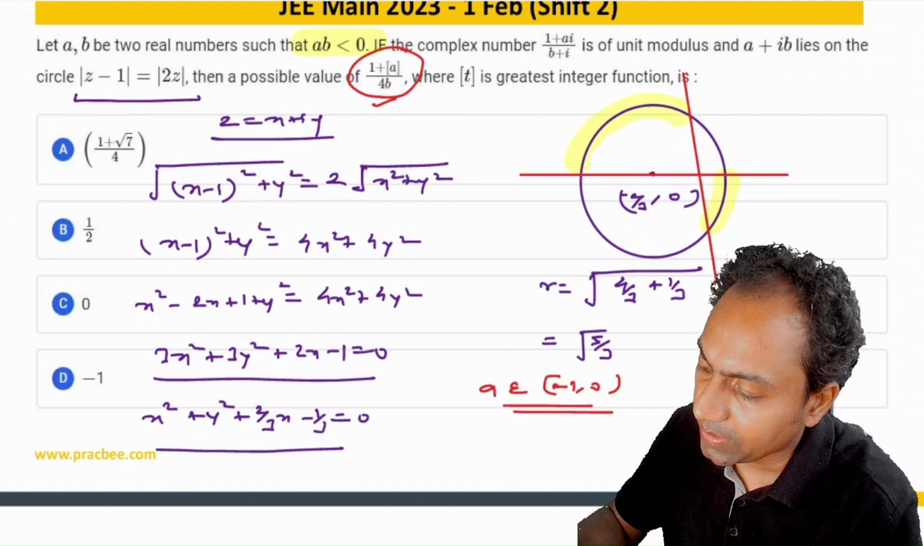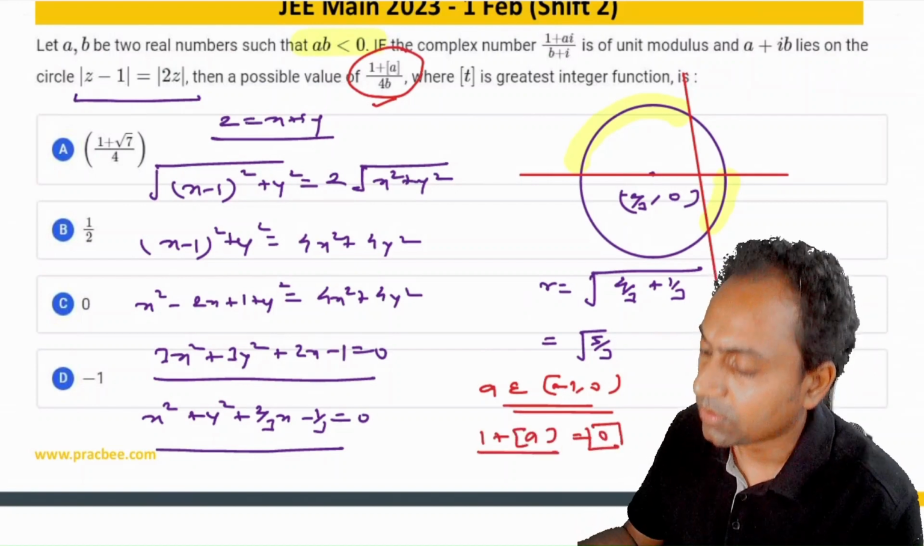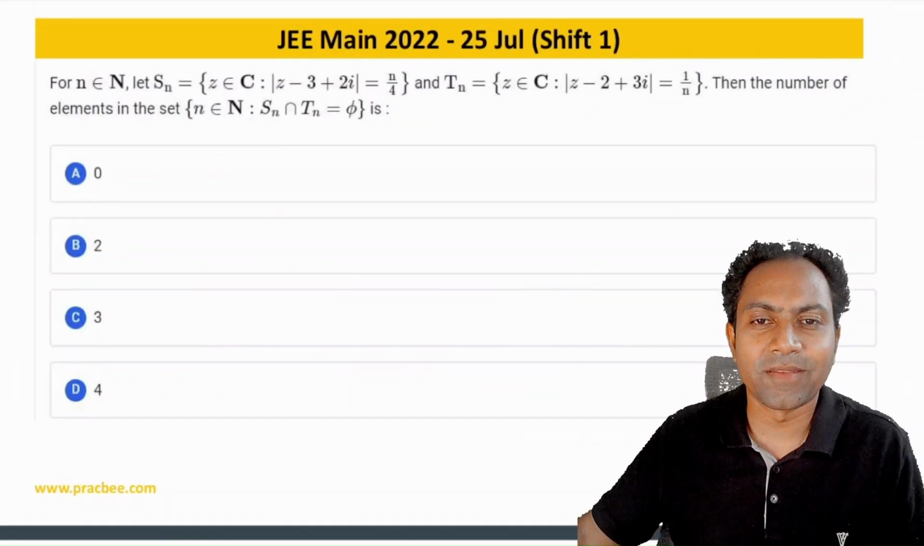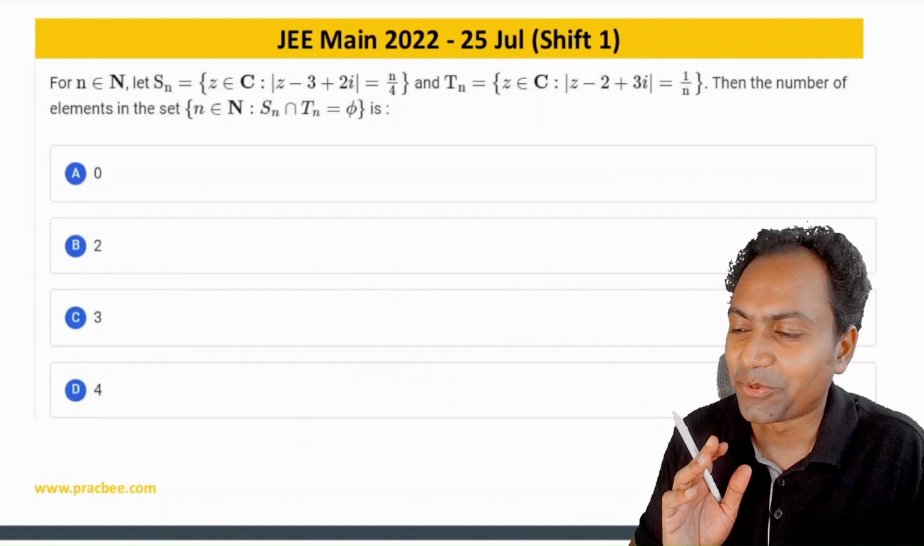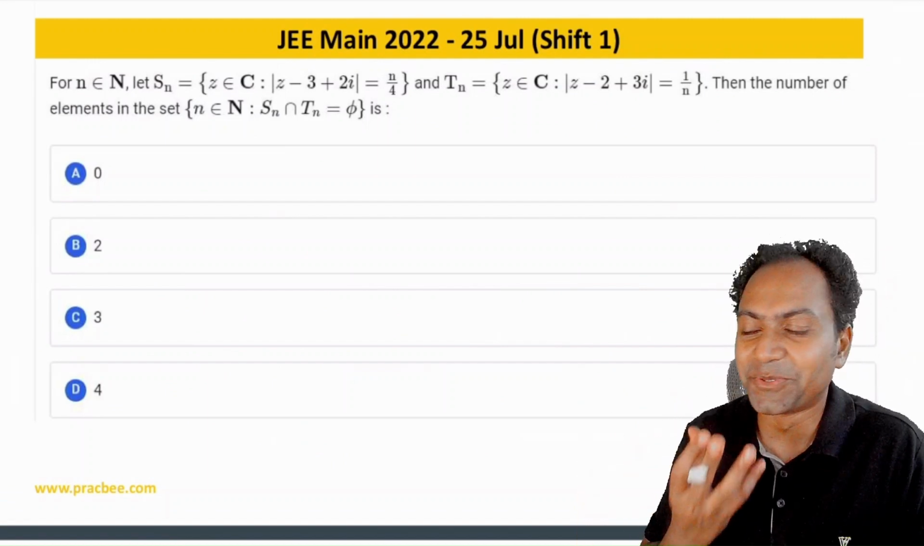So what will happen is, your 1 plus greatest integer function of a, this part will become 0. And because of this, your C option is definitely possible. Now let us look into this very simple question that came in 2022. But a very tricky one also, because here the coordinate geometry part is so strong in this question.